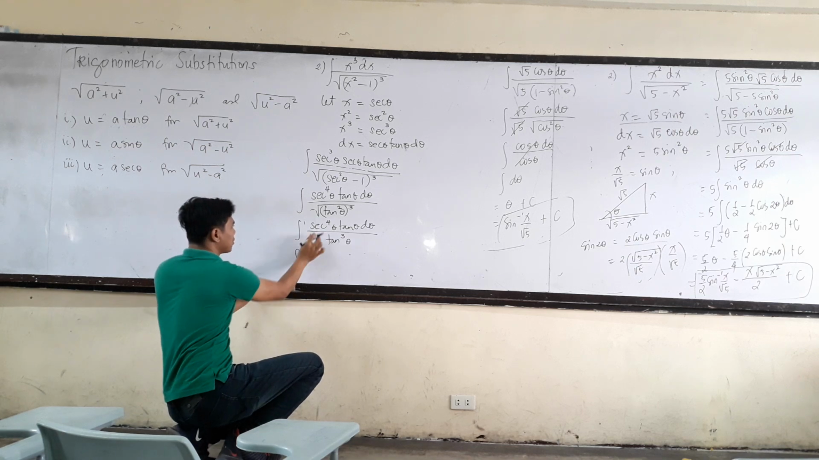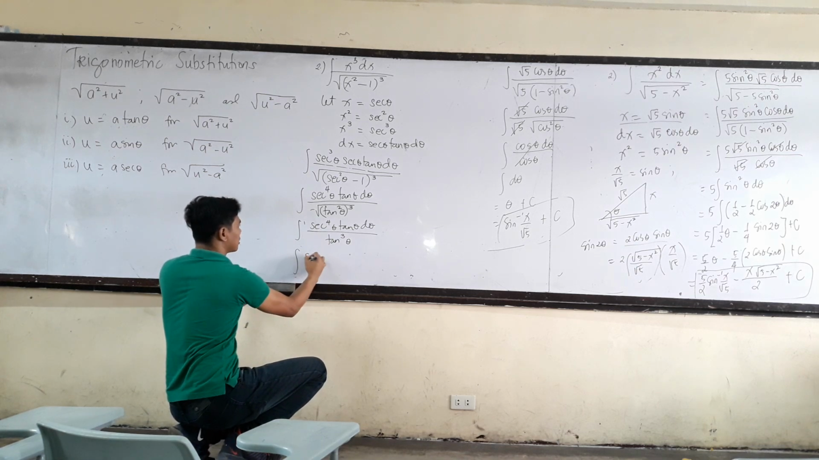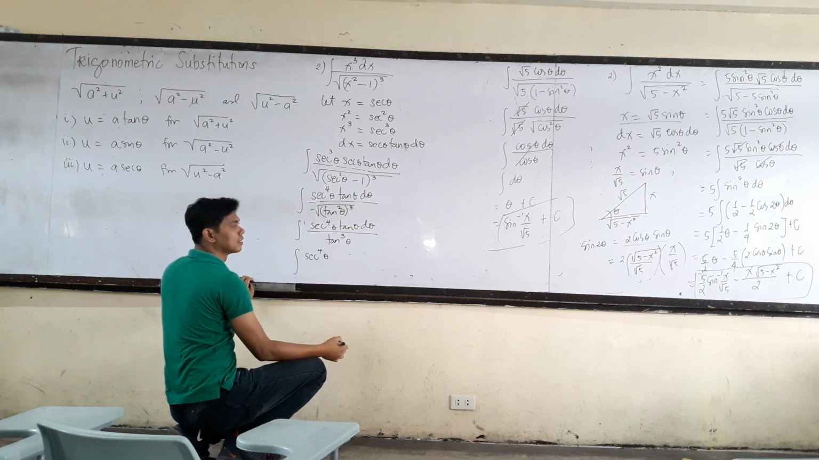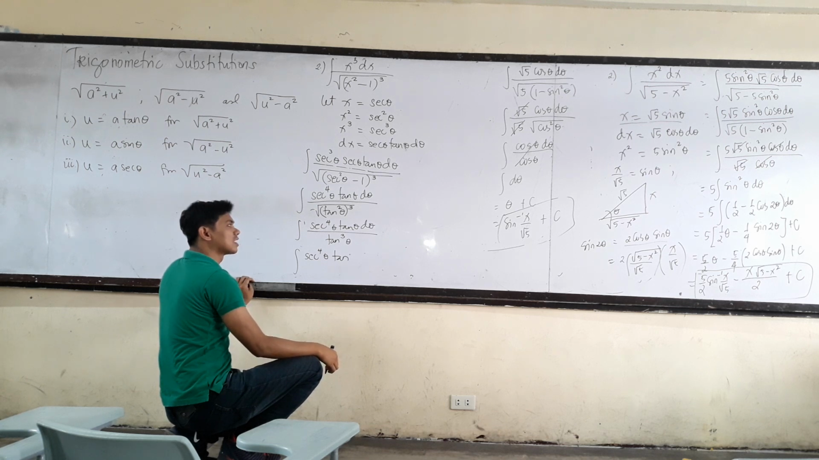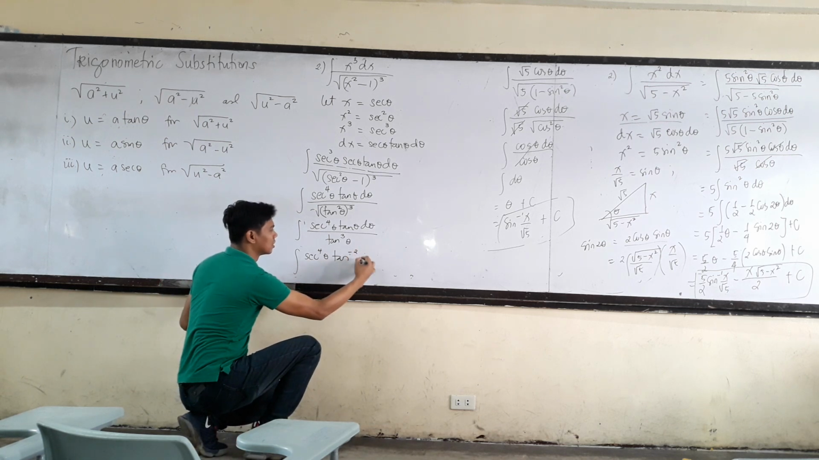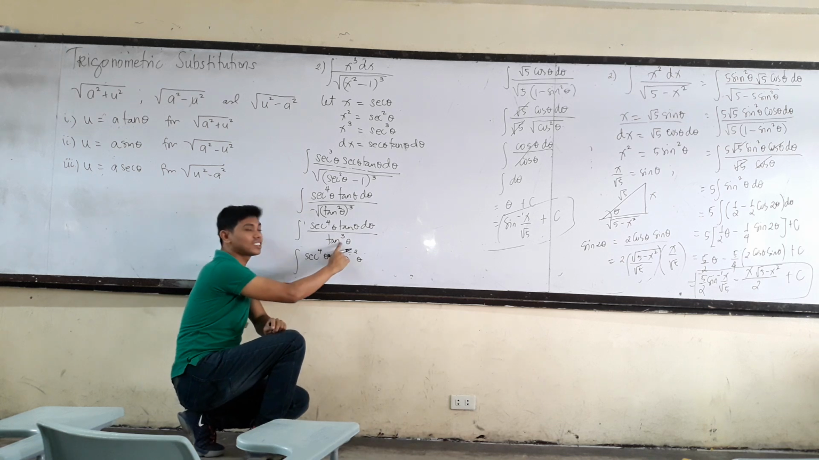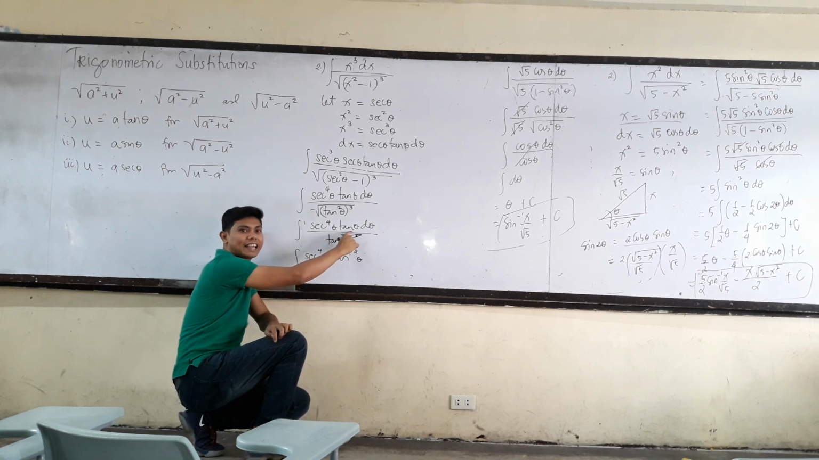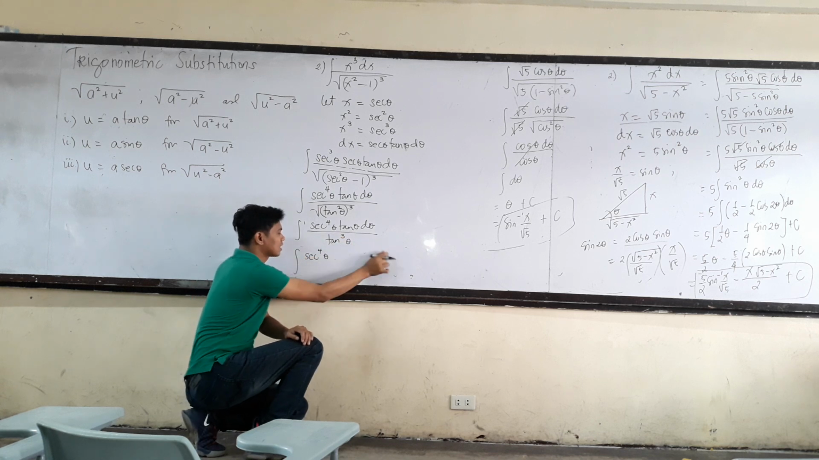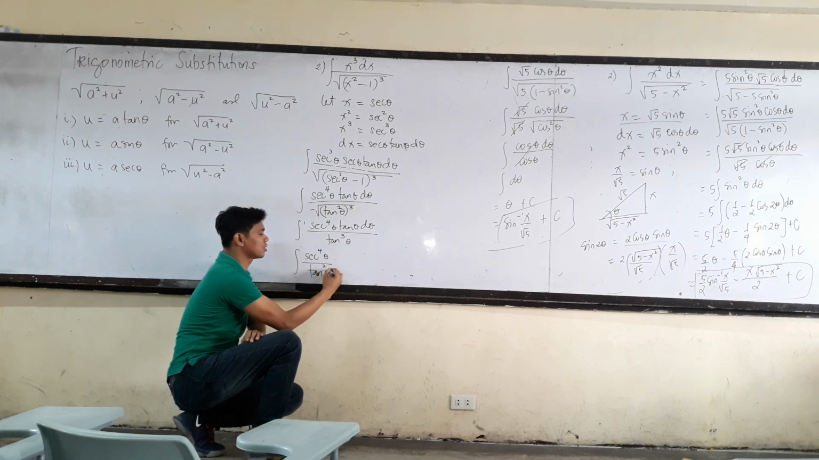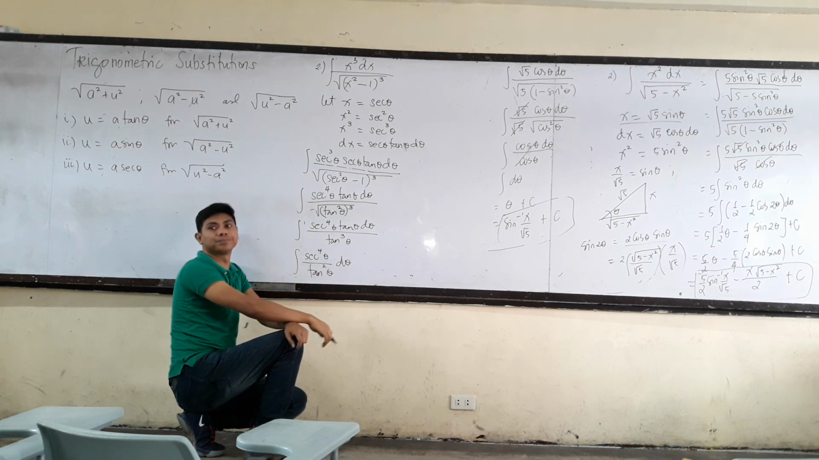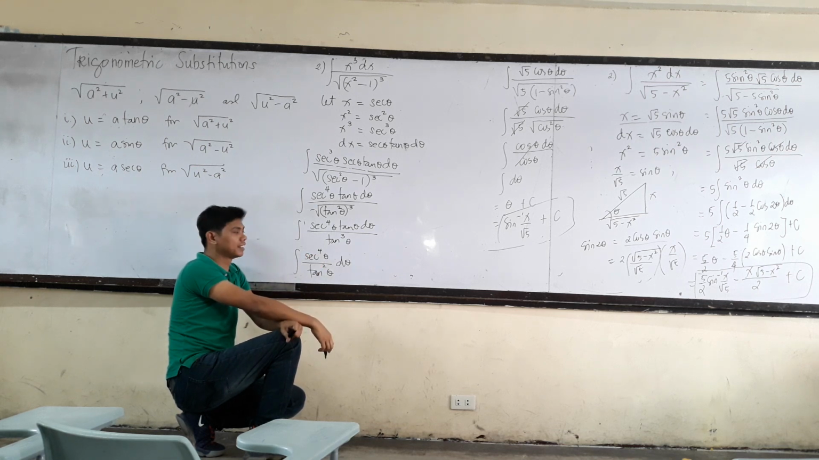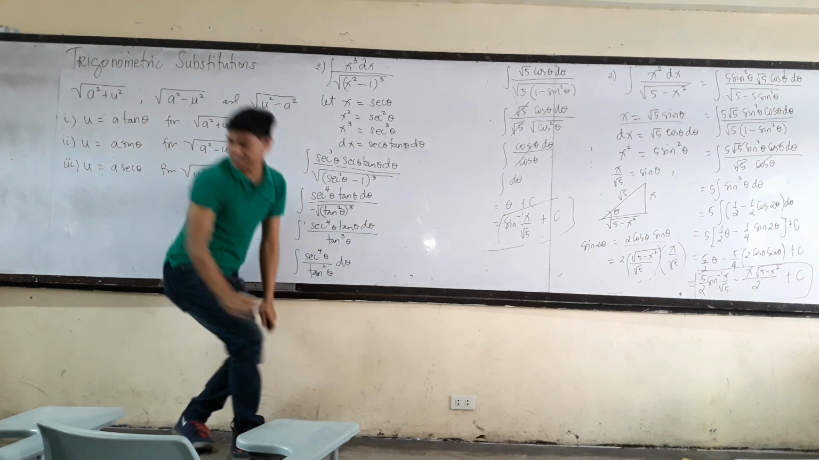And then simplify further, you have secant to the 4 theta, tangent negative 2 theta. There are three tangents at the denominator. There is only one tangent, right? So you can write it this way. Over tangent squared theta, right? D theta. Okay? So then, what is the next step?